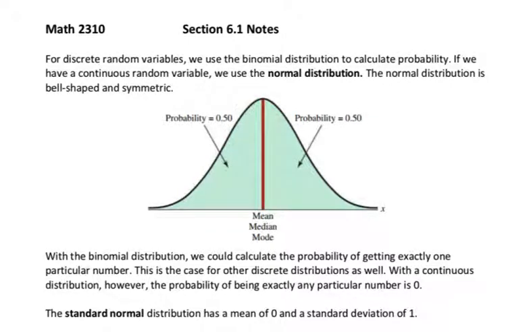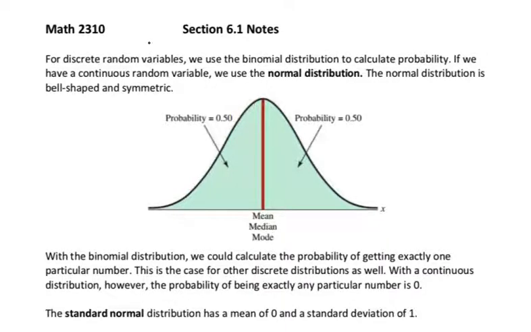In this video for section 6.1, we're going to talk about something called the normal distribution. We used the binomial distribution earlier, and we would use that if we have a discrete random variable, which, as you might remember, means that it's something that can be counted. If it's something that is measured, or a continuous random variable, we would use the normal distribution.